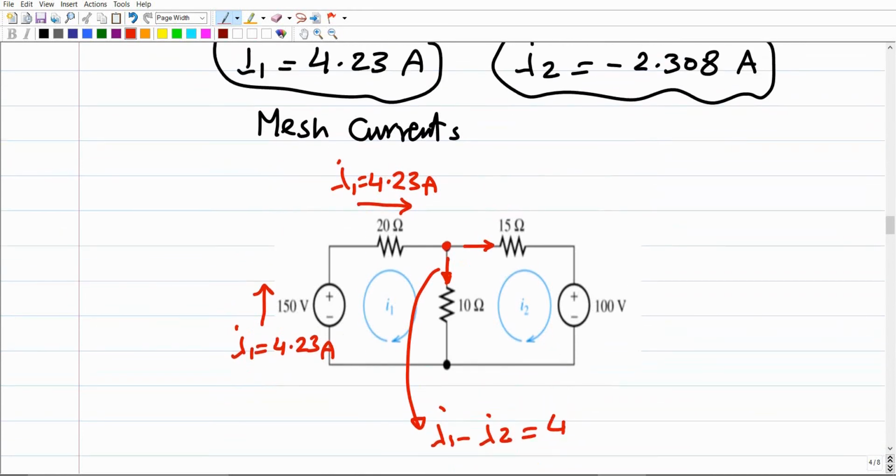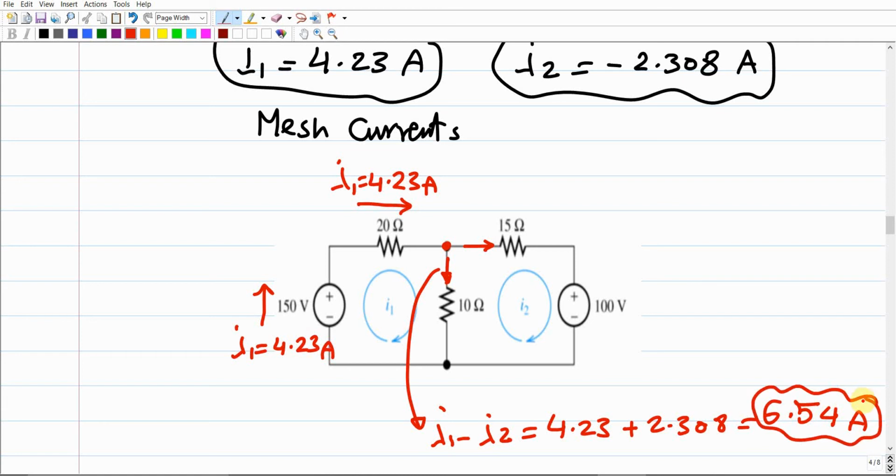We got it as 4.23. Negative becomes positive, the 2.308. If we sum these two numbers, it gives us 6 point something, right? It gives us 4.23 plus 2.308. This gives us 6.54, for example, amperes. So this is going to be the total current over this branch, and it should be going in this direction. But how about the current over the 15? The current over the 15 should be just I2, right?